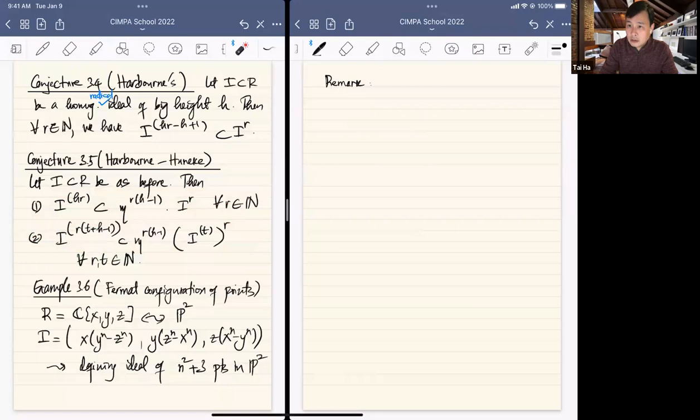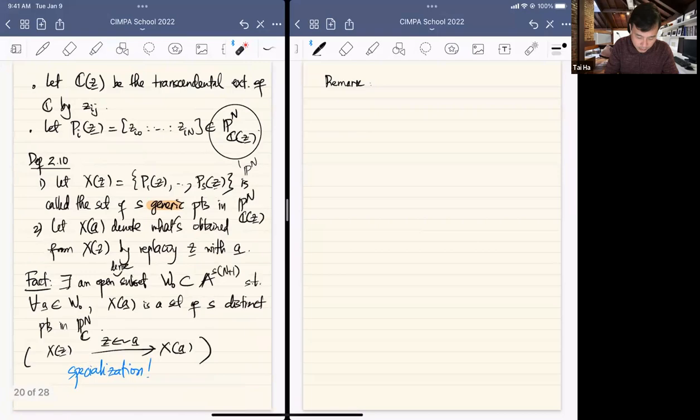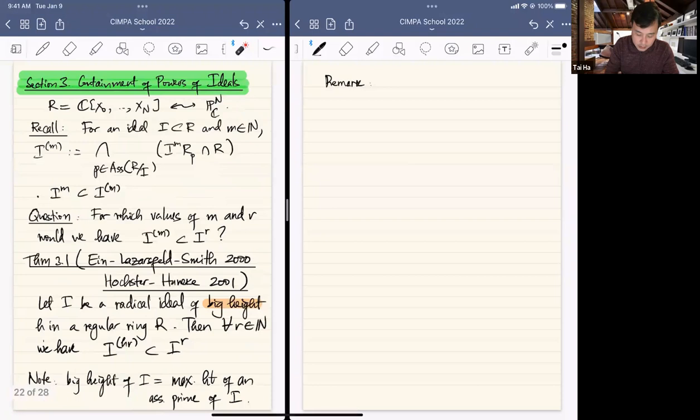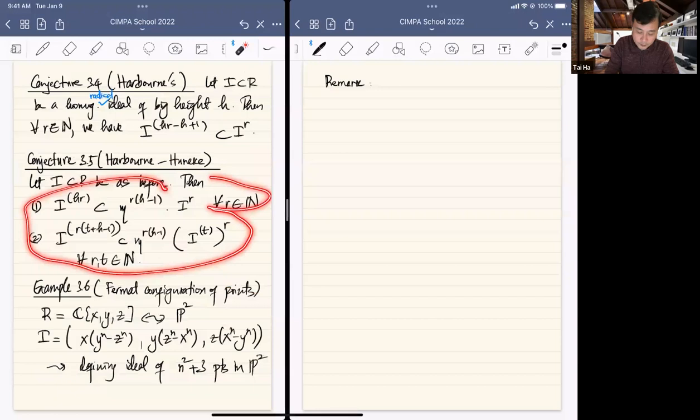So if I move back to my last lecture, this is what Chudnovsky's conjecture states. It says that the Waldschmidt constant of an ideal of a set of points is bounded below by this quantity, and Demailly's conjecture generalized that. It says that the Waldschmidt constant is bounded by this quantity where you are allowed to take alpha of the t-th symbolic power of the ideal instead of just the first power. So Chudnovsky's and Demailly's conjectures are about the Waldschmidt constants, and these conjectures come from the interpolation problem. And what I'm talking about today is containments, conjectures about containments of powers of ideals. We do not know if these containments are true. In fact, we do know that this containment already failed.